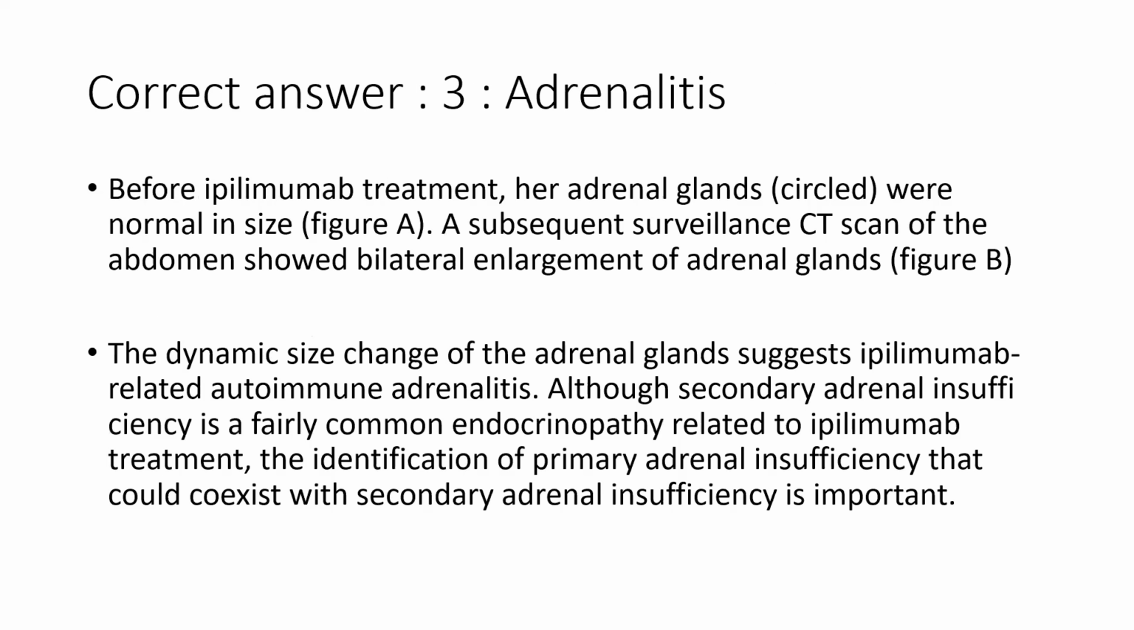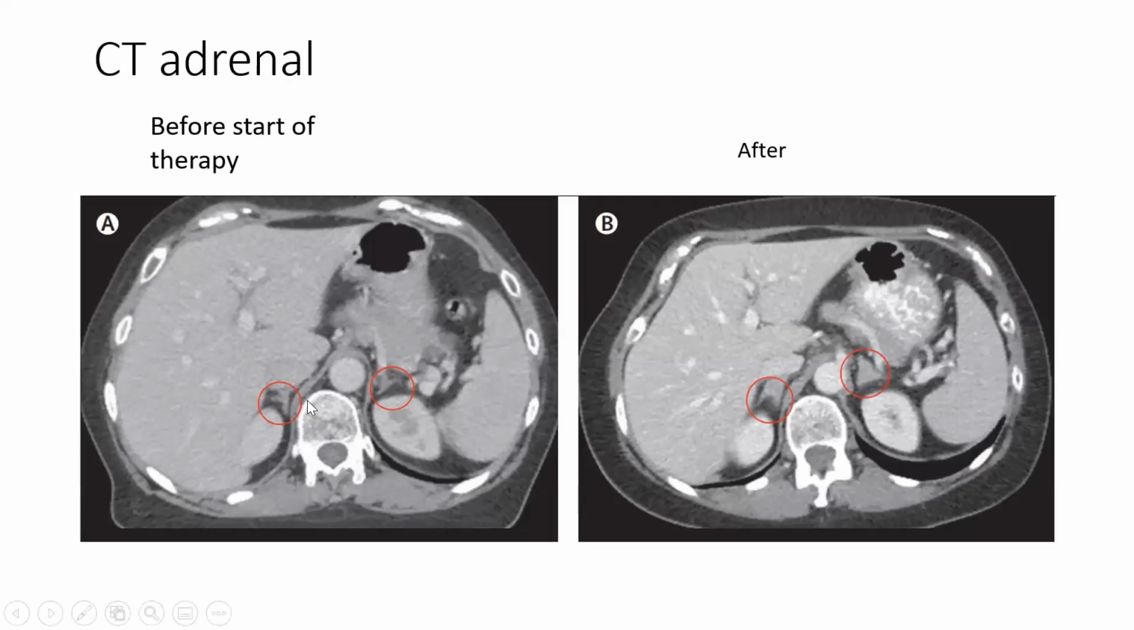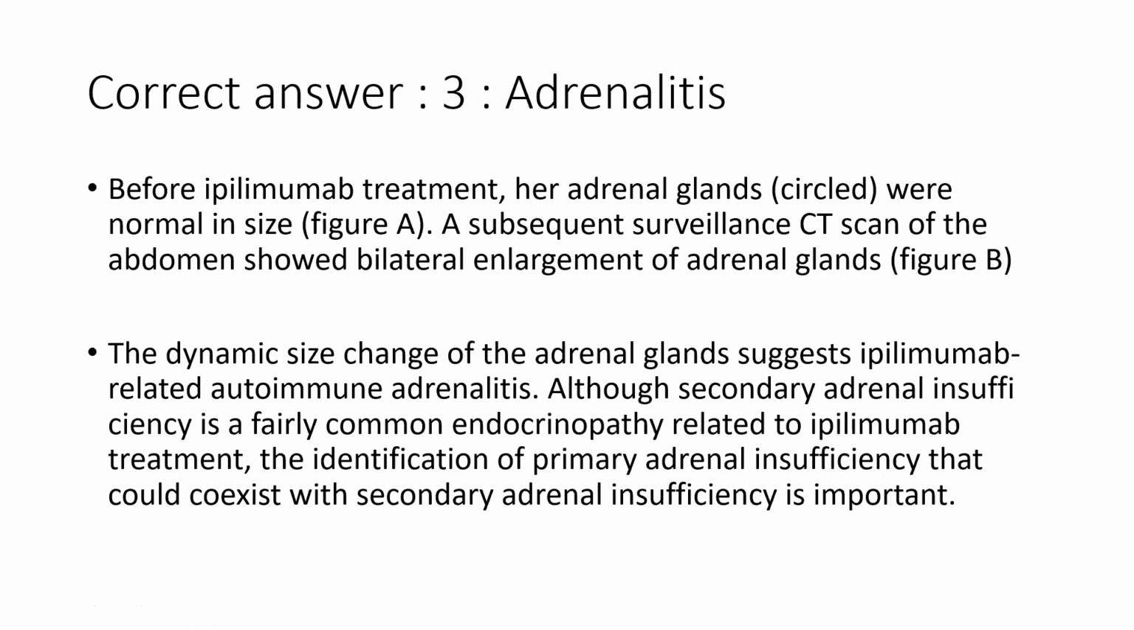So the correct answer is adrenalitis, also sometimes referred to as autoimmune adrenalitis. The explanation is that before ipilimumab, we can see the adrenals are of normal size, but after therapy with ipilimumab, we can clearly see a hyperplasia of the adrenal glands in image B here. So let's look at the explanation. A subsequent surveillance CT scan, figure B, showed bilateral enlargement of the adrenal glands. The dynamic size change of the adrenal glands suggests ipilimumab-related autoimmune adrenalitis. That is the etiology of the adrenal insufficiency in this particular patient.